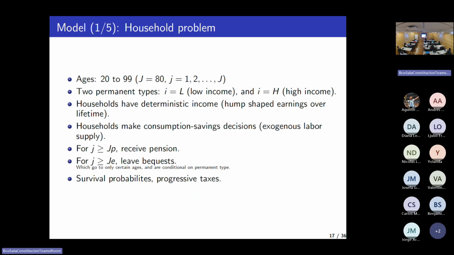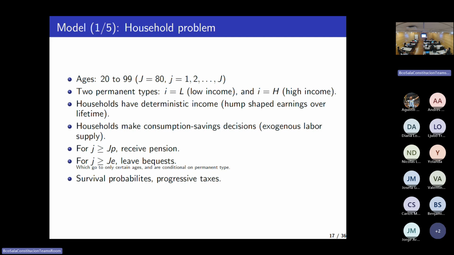So people are going to be born at age 20. They can live as long as 99, although most of them will die before that. There's a probability every year that you survive one further year. There's going to be 2 permanent types, low income and high income. As I said, we decided not to really do inequality, so we have a very small amount of it. Households have deterministic income, so there's going to be hump-shaped earnings over their lifetime, and they're going to make consumption-savings decisions. Their labour supply is exogenous.